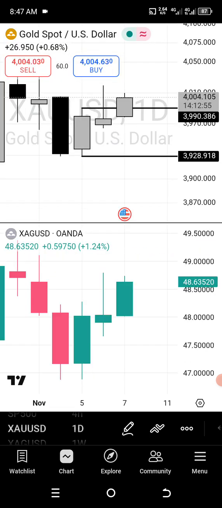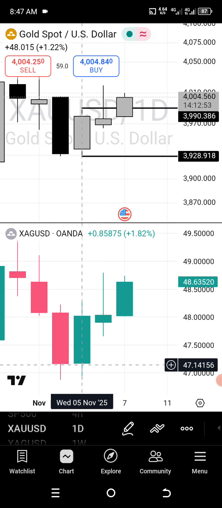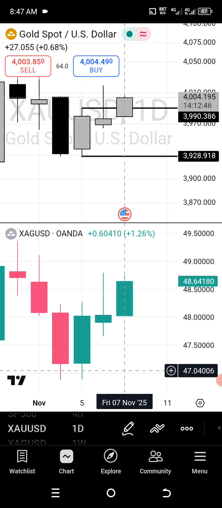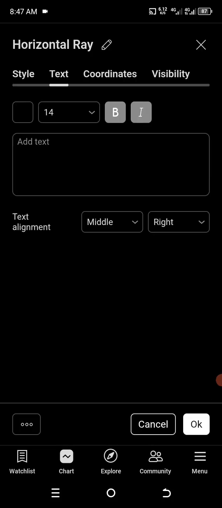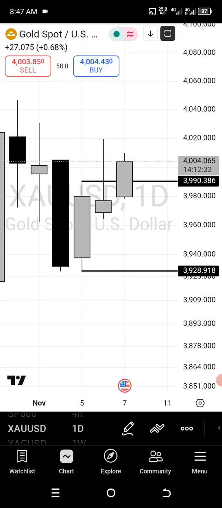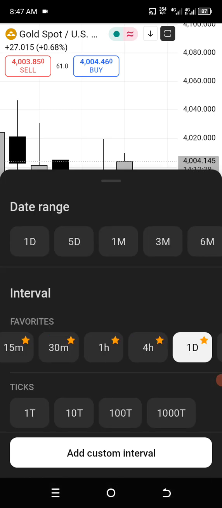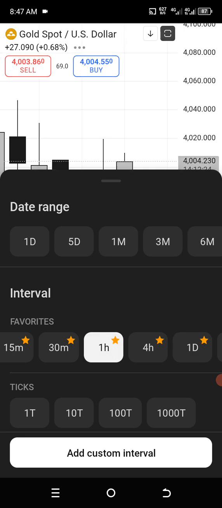Comparing it with my silver, I can see that this is also my CRT high. This is my accumulation, manipulation, distribution. So this is the same thing that is on gold and on XAUUSD. That means price is going to drop since they are giving me the same analysis. That means gold is in a trend. Since I'm using the daily time frame, I'm going to use the 1 hour time frame for my entry.